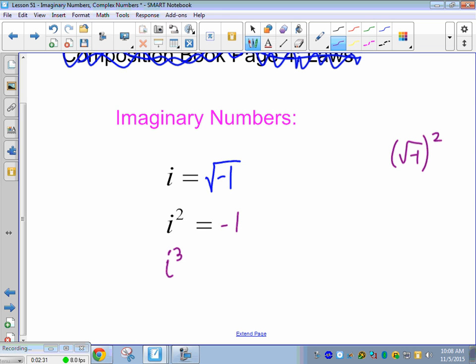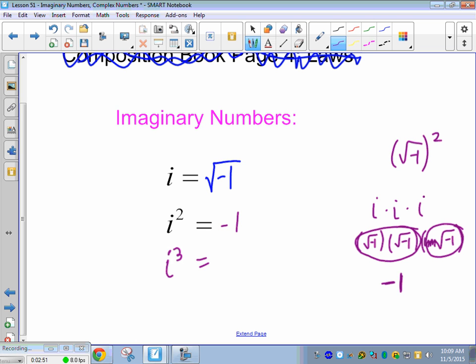Now I have i cubed. So what is i cubed? Well, i cubed is i, or the square root of negative 1 times the square root of negative 1 times the square root of negative 1. So these two, if I multiply them together, become negative 1, right? And this one stays the square root of negative 1. But what I want you to do is leave this as i. So this is really a negative i.